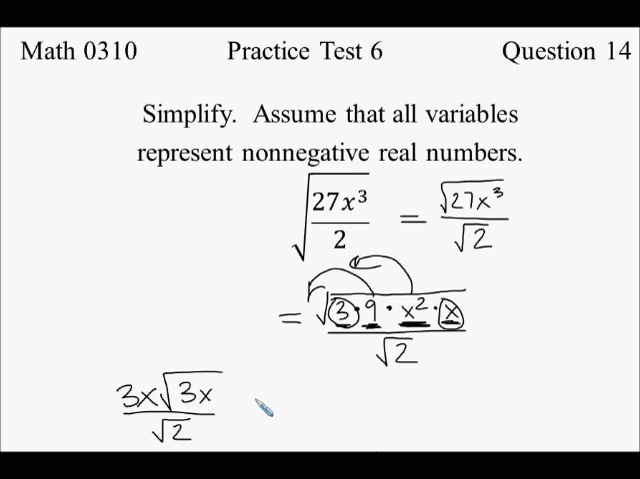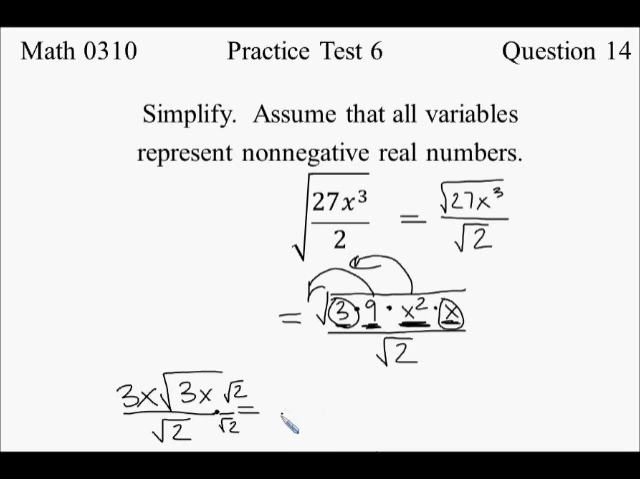So now we've pretty much simplified our roots as much as we can. Our radicals are simplified. And notice now we still have this square root 2. We have this radical in the denominator, so we want to rationalize our denominator. And so what we need to do is multiply the top and bottom by the square root of 2. Rationalize our denominator.